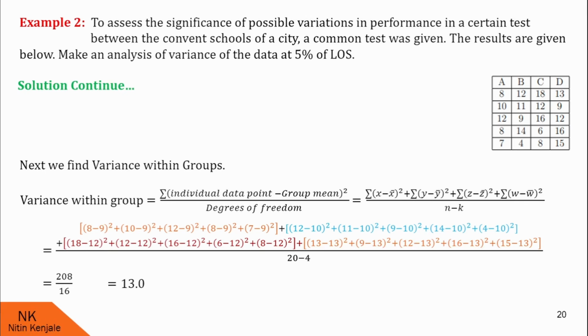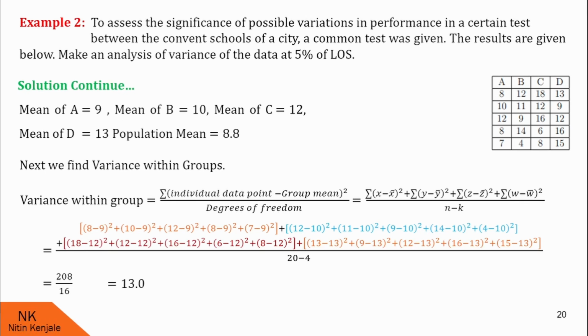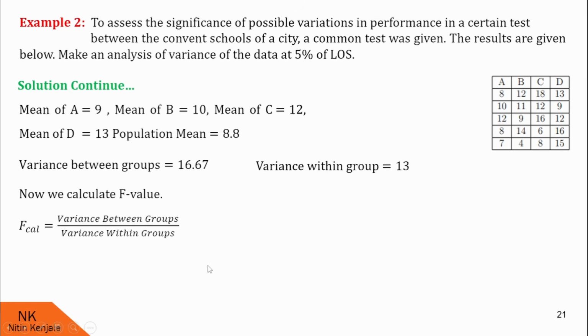Now let us substitute variance between groups and variance within group in F statistic formula, which is variance between groups upon variance within groups. When I substitute and simplify, I found calculated value of F is 1.28.